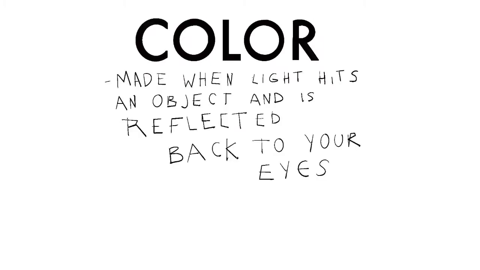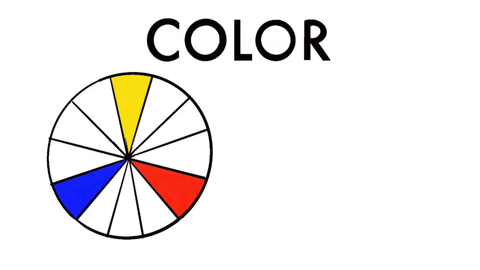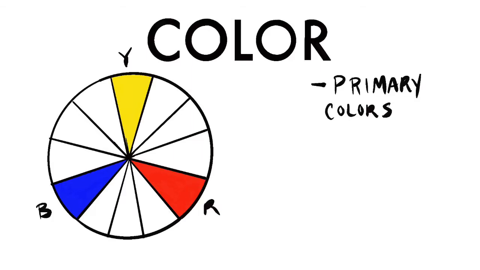Color is made when the light hits an object and is reflected back to your eyes. Let's start with 3 primary colors. These colors will help you to mix all other colors in the color wheel. They are yellow, blue, and red.